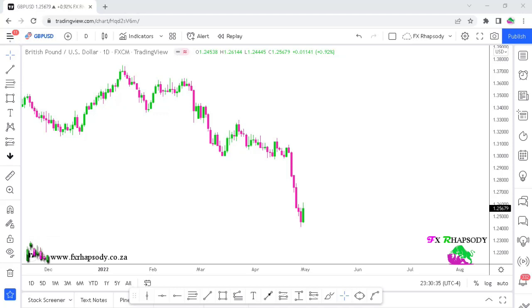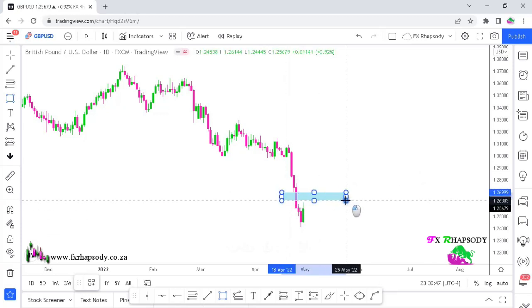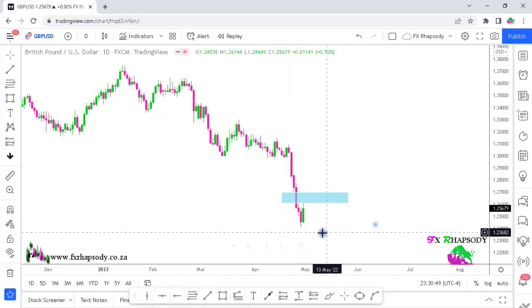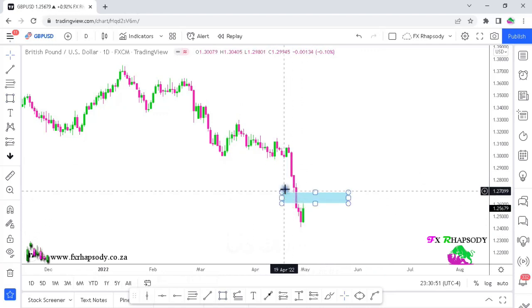Okay, let's hit the charts. So basically, let's start off with the British pound US dollar on the daily time frame. What we can see is this huge bearish movement to the bottom there. So we can see that price is now testing a support and resistance level.